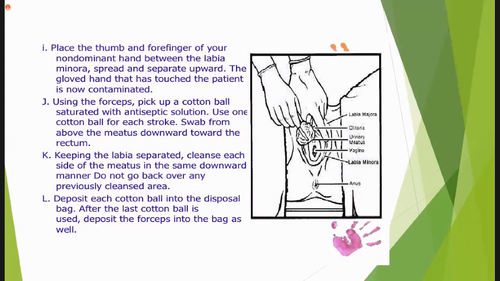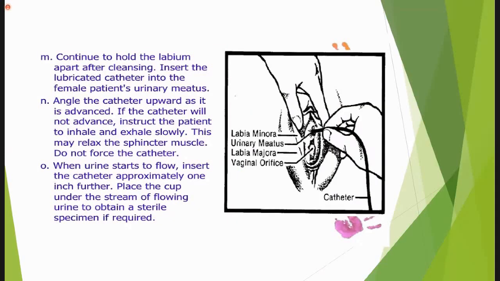Deposit each cotton ball into the disposable bag. After the last cotton ball is used, deposit the forceps into the bag as well. Okay, continue to hold the labia apart after cleansing. Insert the lubricated catheter into the female patient via the urinary meatus.